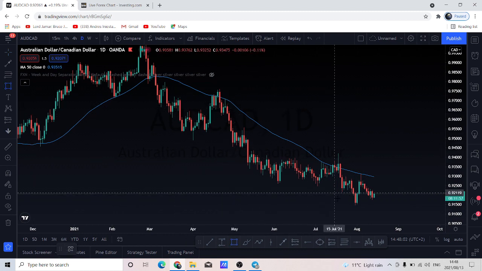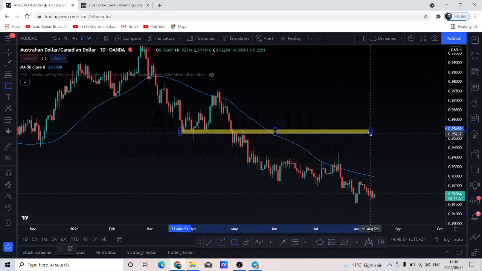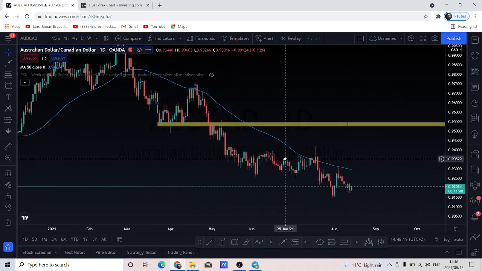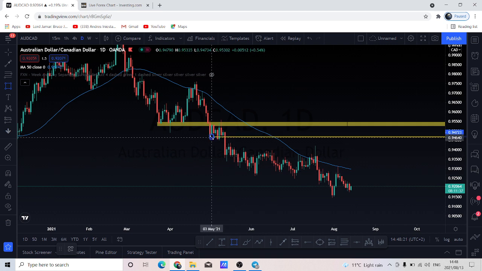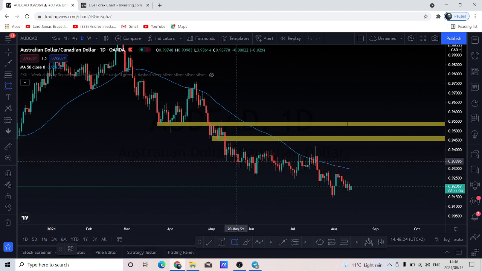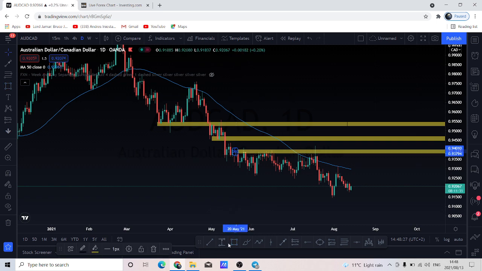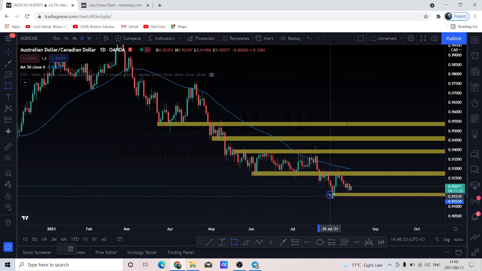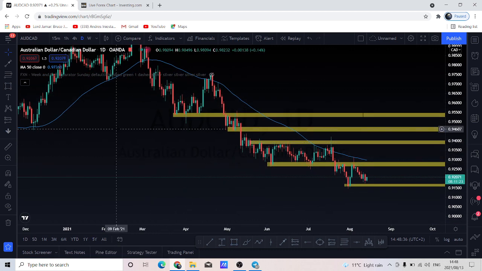Okay, and then after knowing the direction, we need to mark the key zones. Let's extend this, and then we are going to mark this, mark this again, and mark this. So why are we marking it? Because that's when the market was making nice reversal zones.